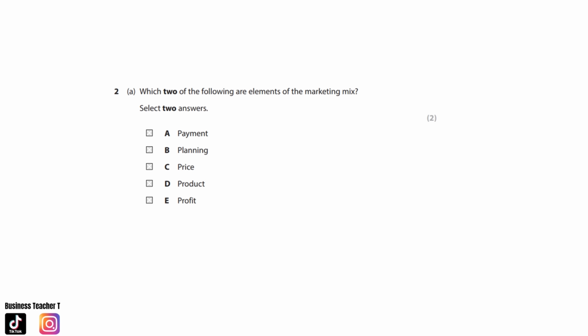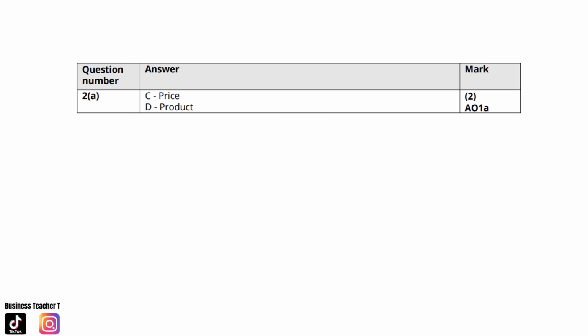Another multiple choice question. This question is asking which two of the following are elements of the marketing mix, and 'two' is in bold. You need to select 2 answers: payment, planning, price, product, profit. So give that a try. And the answers are price and product.